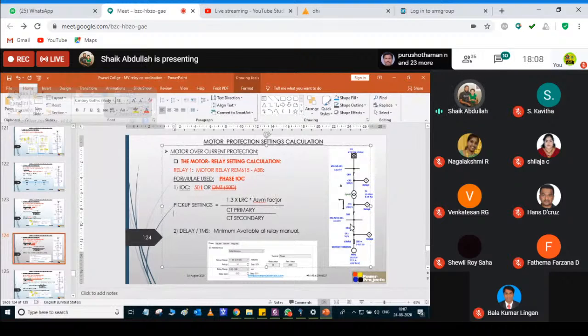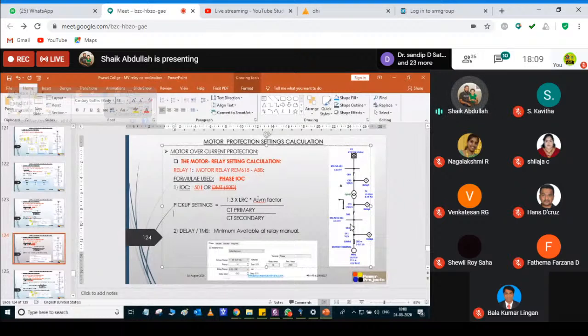Asymmetrical factor in the sense is, while starting, if you are applying three-phase voltage to your motor, you may not expect all three-phase voltages to be the same magnitude, because one magnitude will be highest, one will be zero and one will be negative. Due to this effect, there will be an asymmetrical current. So there will be one unbalance produced during starting up your three-phase motor.